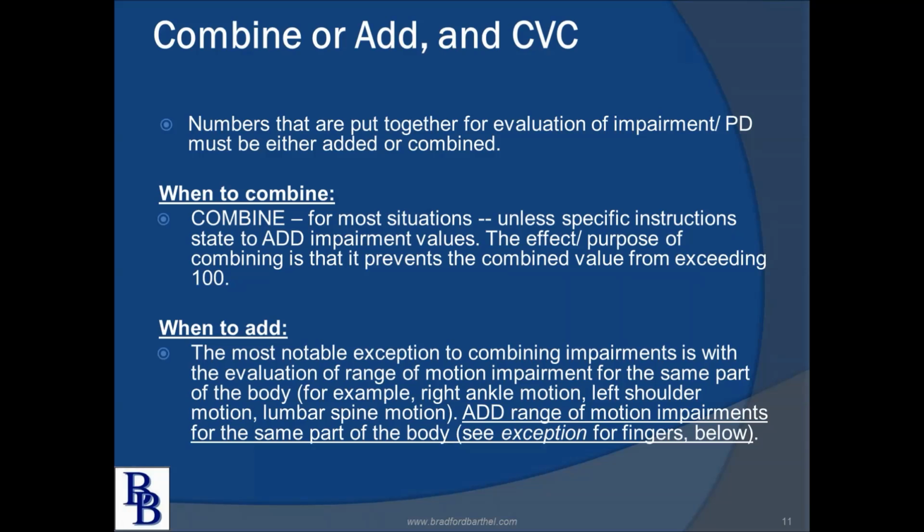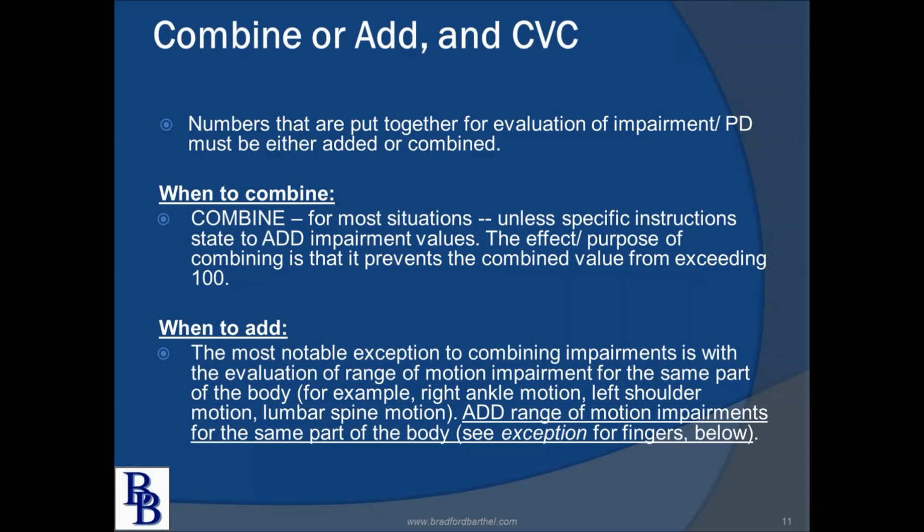So the purpose of the combining and the combined values chart is to prevent a combined value from exceeding 100. Our maximum percents for permanent disability for WPI should be 100. And so what combining values does is it keeps us from getting above 100. When do we add? Well, the most notable exception for adding instead of combining is when we do the evaluation of range of motion for the same part of the body.